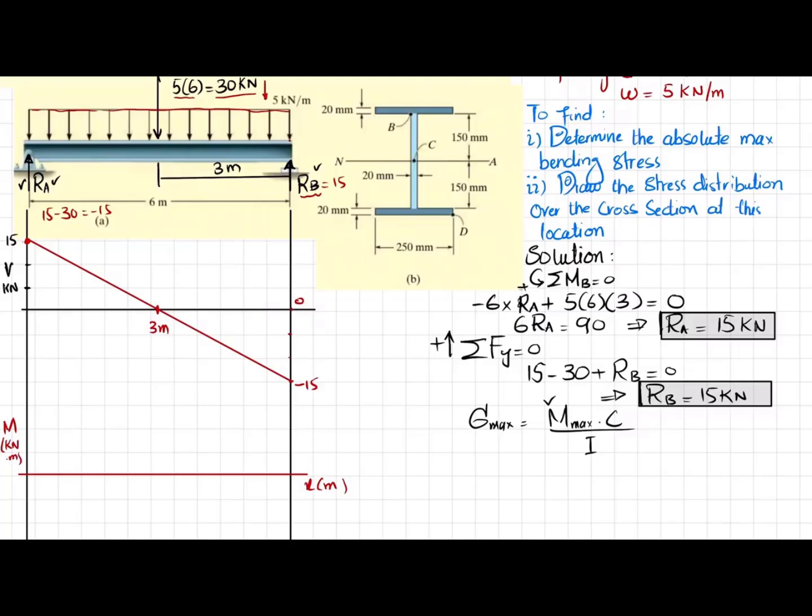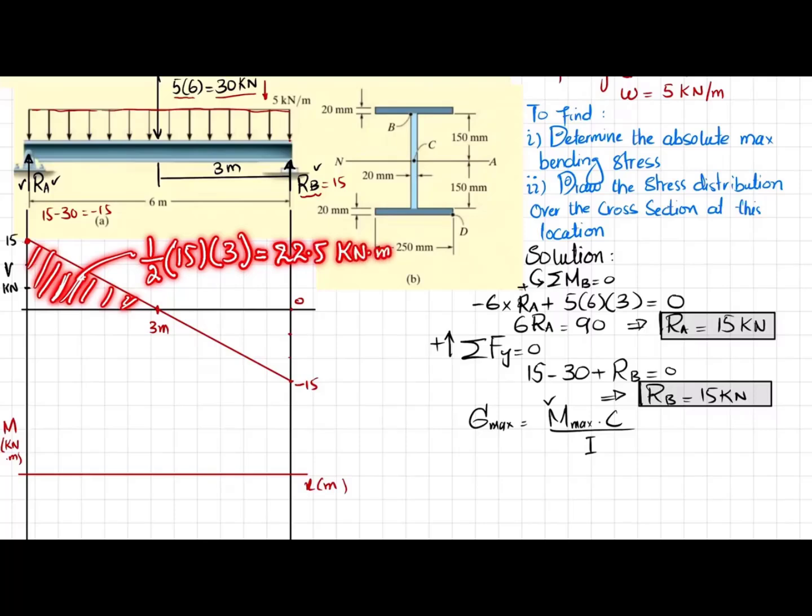So now your first area is this one. Area under the shear force diagram will give you the bending moment. So this area will be equal to, since it is a triangle, 1 over 2 into its height, which is 15, multiplied by 3, and that will be equal to 22.5 kilonewton into meter. So at the distance of 3 meter you have a bending moment of 22.5.